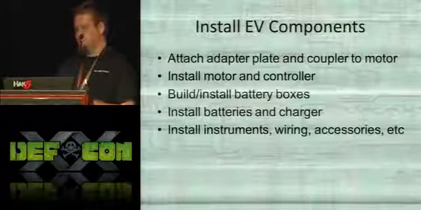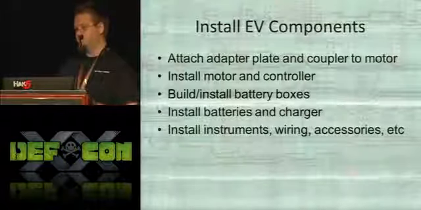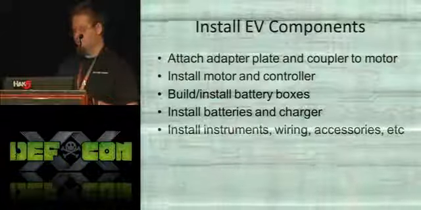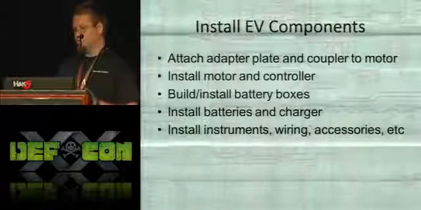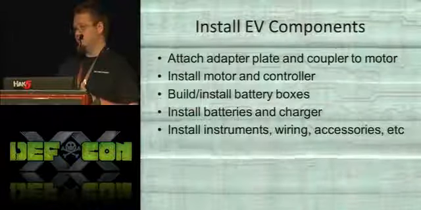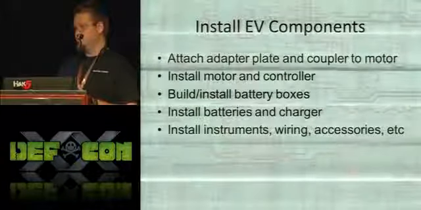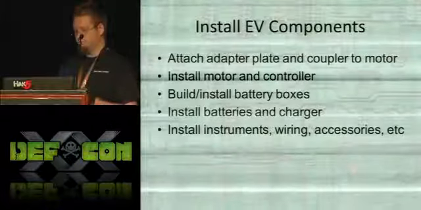So, and then you install your EV components. Once you have everything, it's pretty straightforward. With the Bug, it's just 4 bolts to put the motor on once you get it lined up properly. Install your motor and controller. You need to build and install your battery boxes. That's probably the hardest part, is building battery boxes. You need some good insulation if you're in a cold weather area.